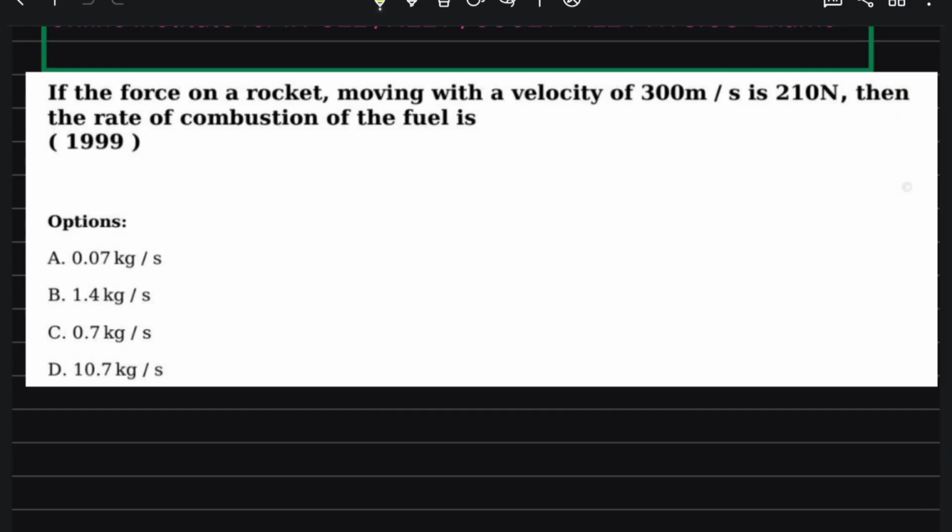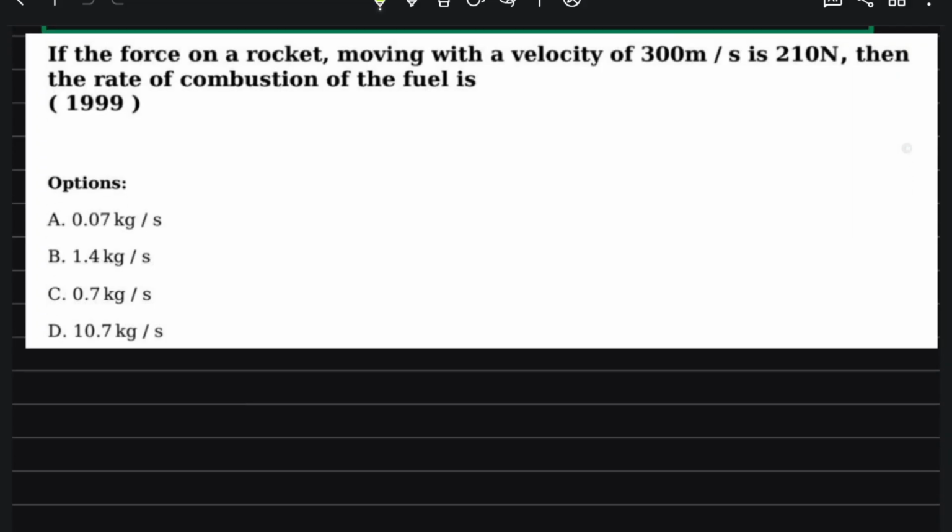If a force on the rocket moving with the velocity of 300 meter per second is 210 Newton, then the rate of consumption of the fuel is. So in this question, see what the information they give. If the force is 210 Newton and velocity is 300 meter per second, then the rate of consumption means dm by dt they are asking.